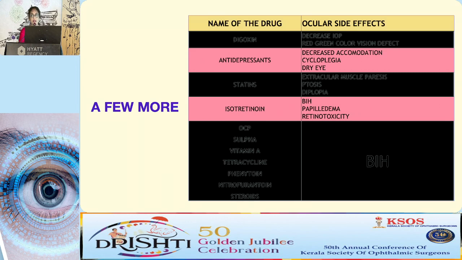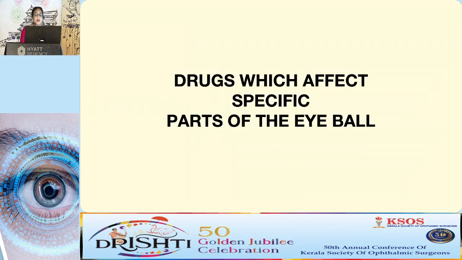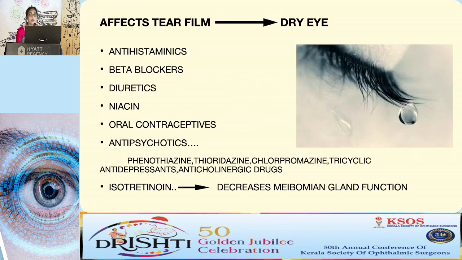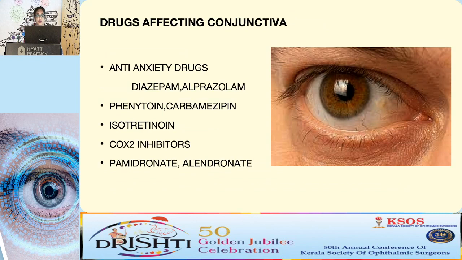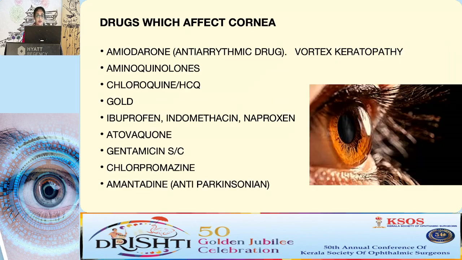Other drugs which can result in benign intracranial hypertension are OCP, sulfa, vitamin A, tetracycline, phenytoin, nitrofurantoin, steroids, to name a few. So let us move on to the drugs which affect the specific parts of the eyeball. Those which affect the tear film, which lead on to dry eye, are antihistamines, beta blockers, diuretics, niacin, OC pills, antipsychotics, and isotretinoin, which leads on to meibomian gland dysfunction. Next, those affecting the conjunctiva, which can result in reversible conjunctivitis, include anti-anxiety drugs like diazepam, alprazolam, phenytoin, carbamazepine, isotretinoin, COX-2 inhibitors, and pamidronate and alendronate.